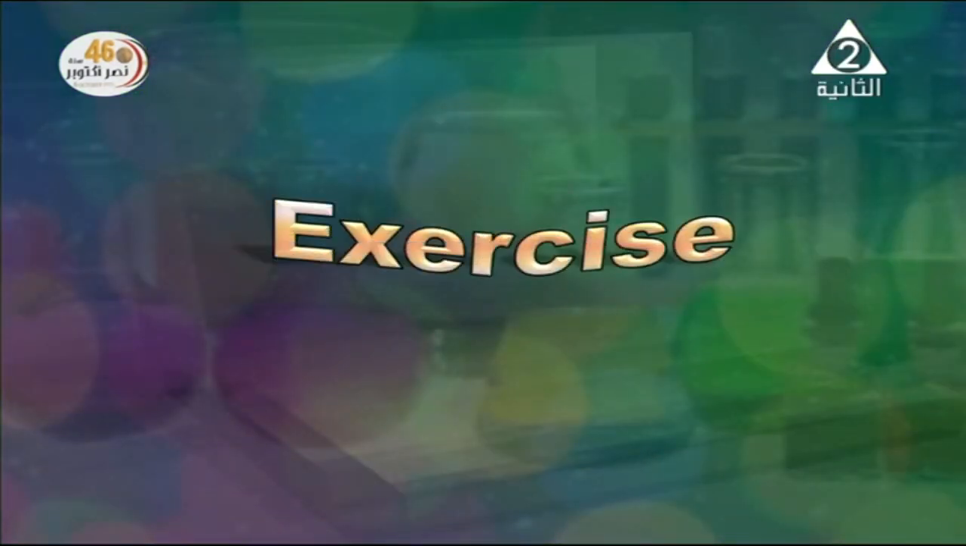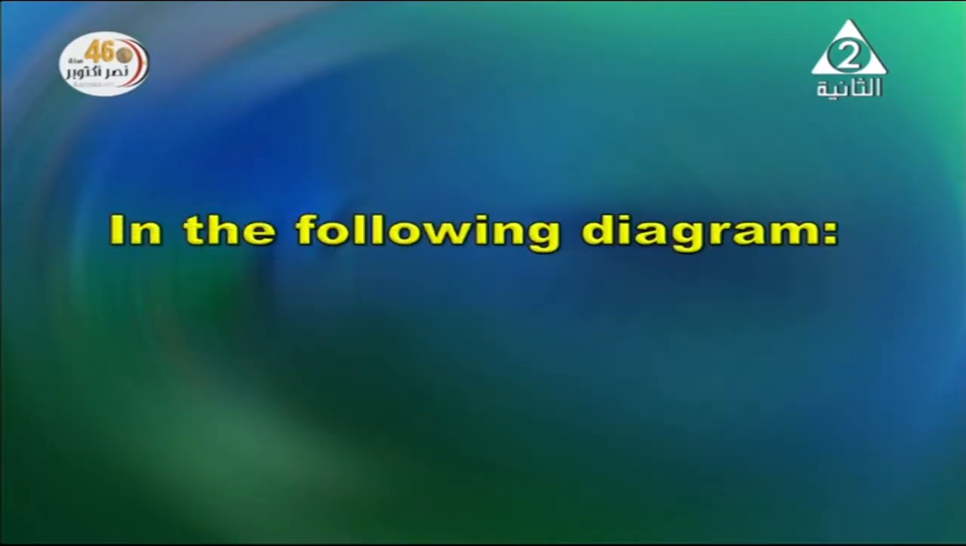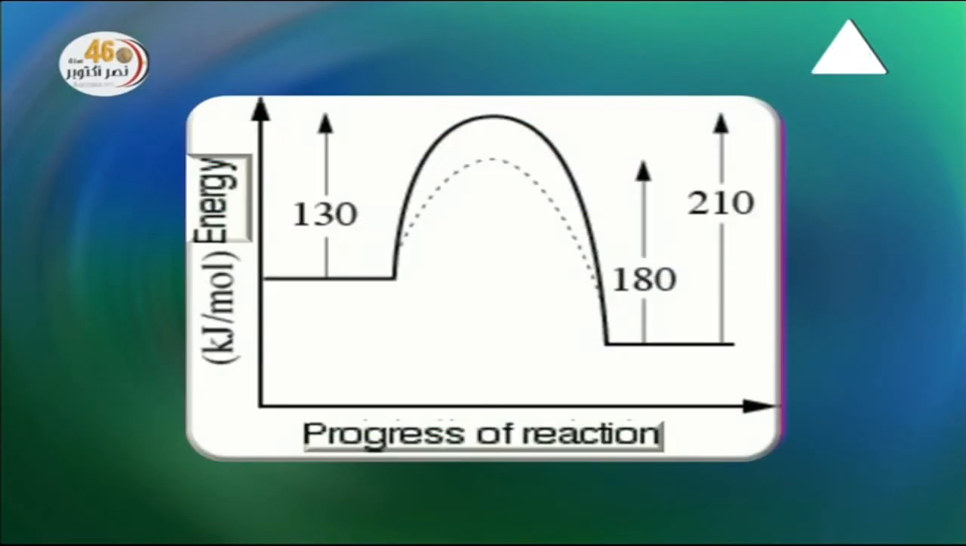Now we are going to talk about an example of catalytic activity. In the following diagram, as shown on the screen, the reactants take 130 kilojoule per mole to give the unstable step, then give product releasing 210 kilojoule. And by using catalyst, here the energy is 180 kilojoule per mole.